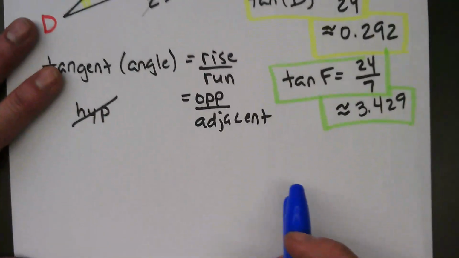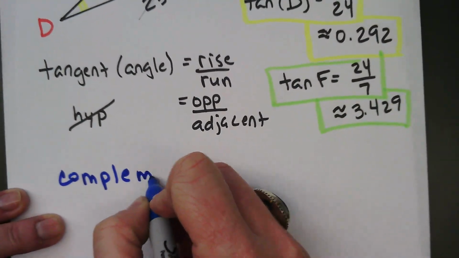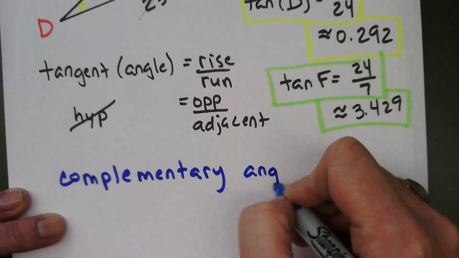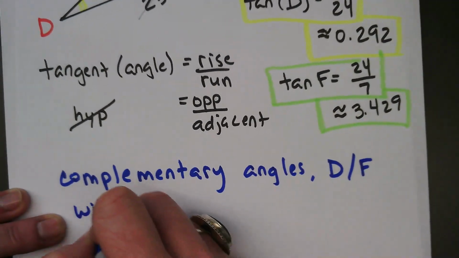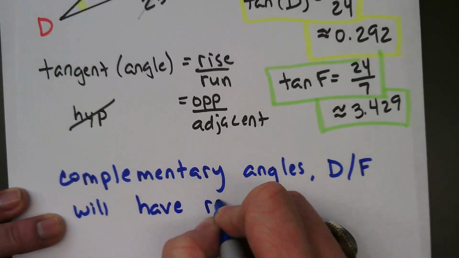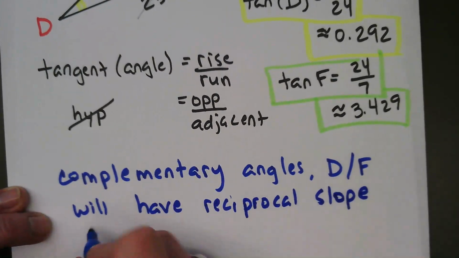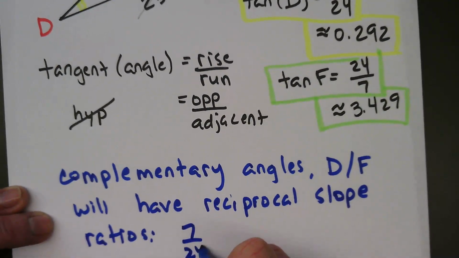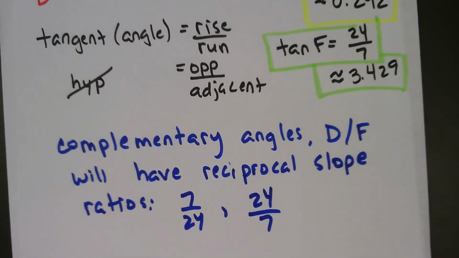Okay, I might even just jot that down here. Complementary angles, and then I really hope I'm spelling this right. Complementary angles, and in this case that's D and that's F, will have reciprocal slope ratios. In this case, 7 over 24 and 24 over 7, respectively.